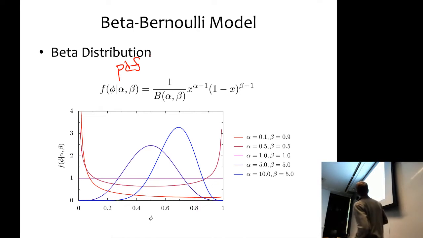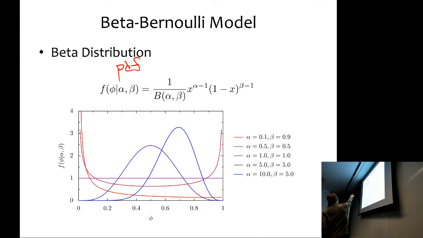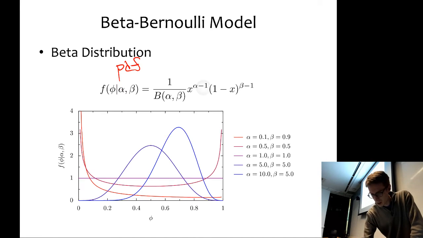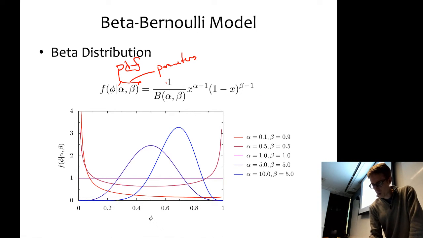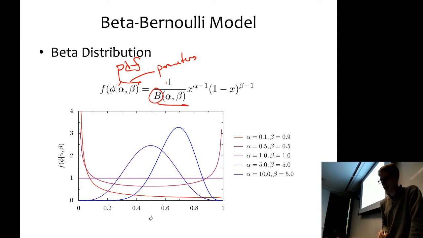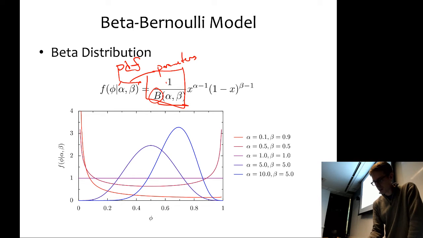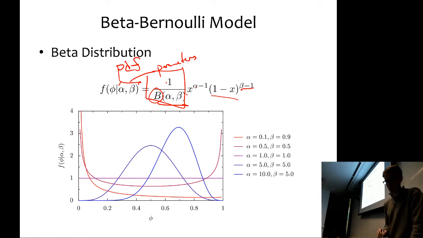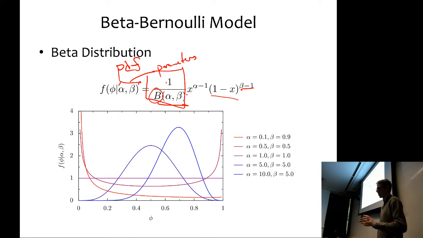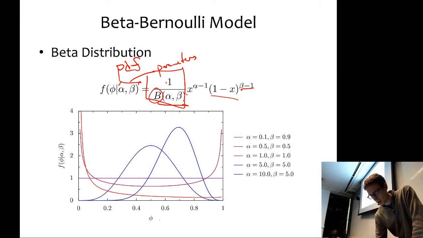And it tells us that the density of a particular point estimate phi, conditioned on parameters alpha and beta, is given by 1 over the beta function of alpha, beta, times, so this is just some constant, times x raised to the power alpha minus 1 times 1 minus x raised to the power beta minus 1. And phi can range over values 0 to 1.